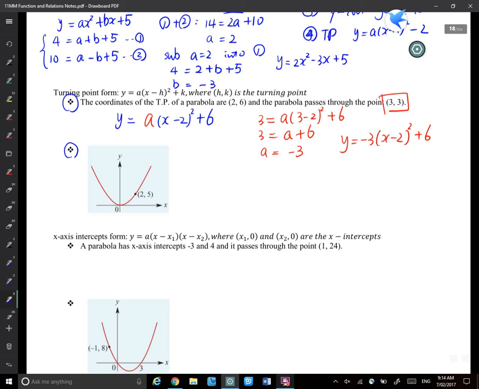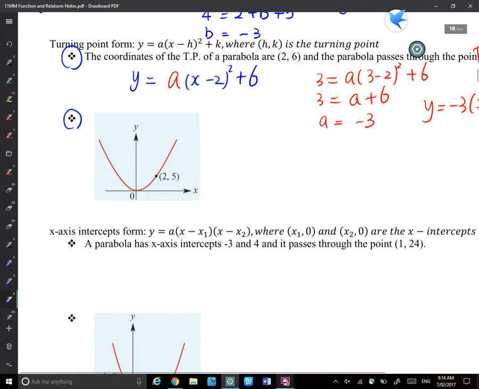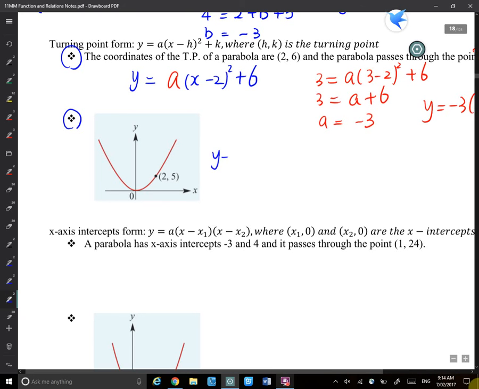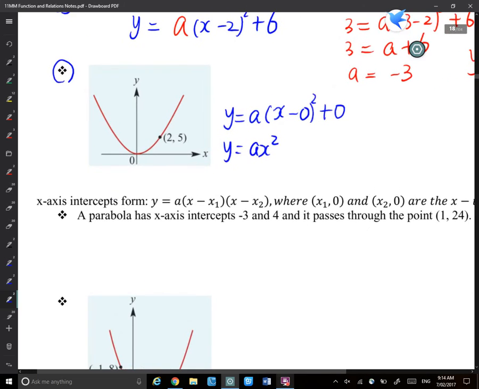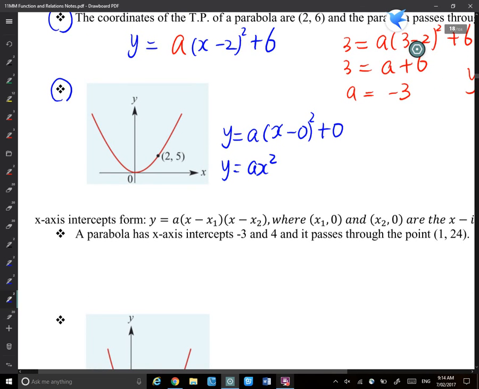Okay, for the next one, from the graph, you can see it passes through the point (0, 0). (0, 0) is also the turning point. So what we can write is y equals a times (x minus 0) squared plus 0, which is ax squared. Since it passes through (0, 0) as the turning point, what we will have is just y equals ax squared.